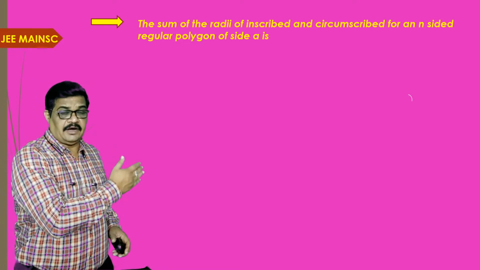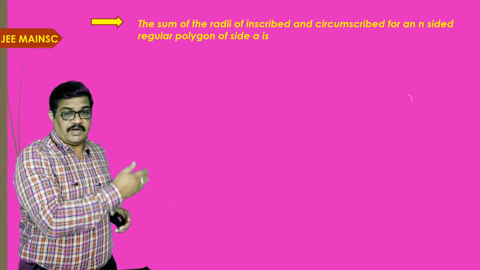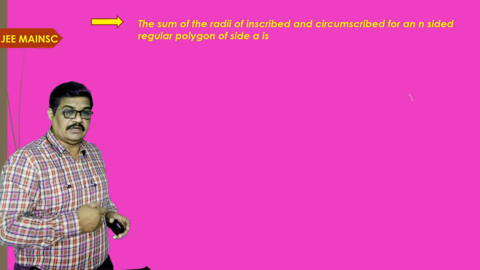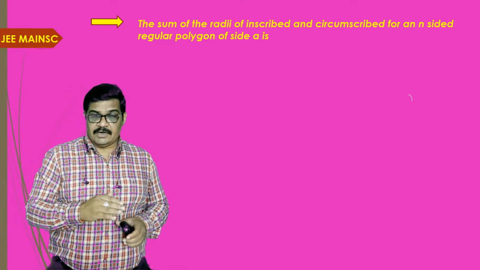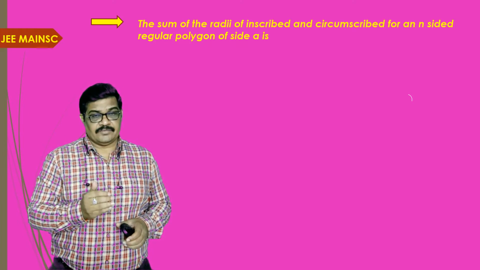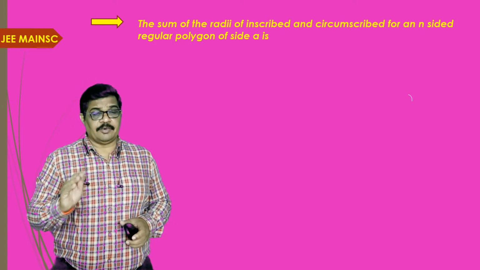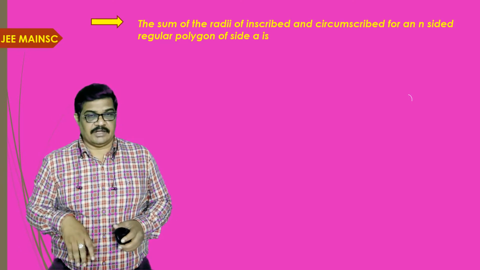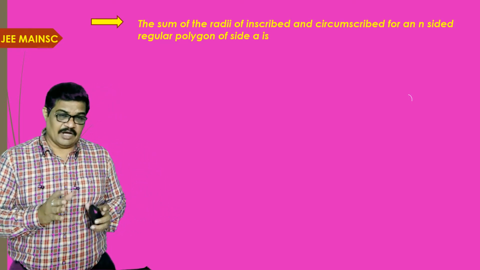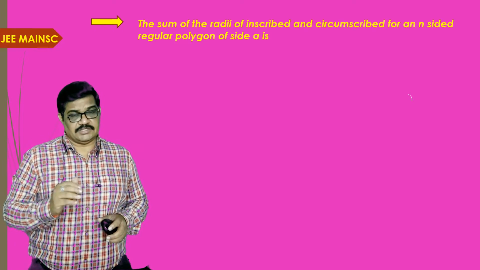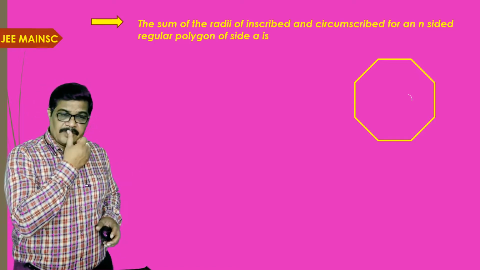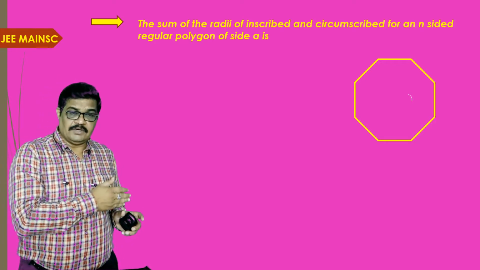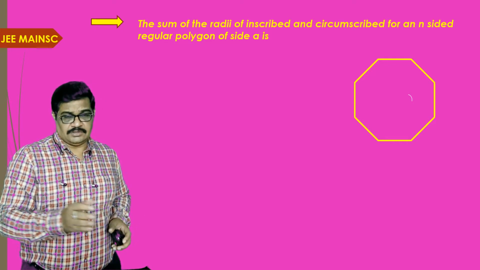Okay. Next one is the sum of the radii of the inscribed and circumscribed circles for an n-sided regular polygon of side small a. Now we have to find the sum of the radii of the inscribed and circumscribed circle for an n-sided regular polygon whose side length is small a. That is given, the length of the side of the polygon is small a. Here an n-sided regular polygon is given. See the diagram. This is the n-sided regular polygon. Now we have to find the sum of the radii of the inscribed and circumscribed circles. So that is our problem.